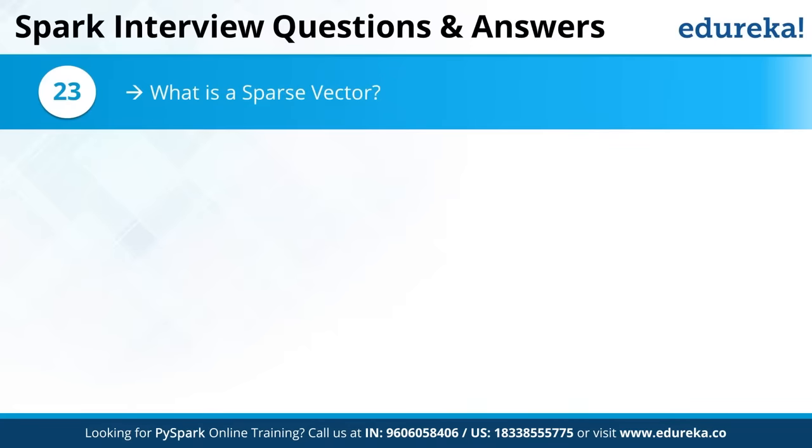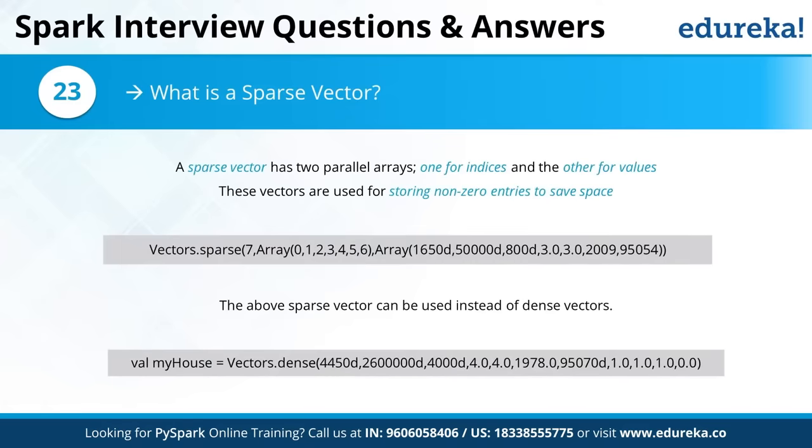And what is a sparse vector? Just a few minutes back, I was answering a question like, what is a vector? Vector is nothing but representing the data in multidimensional form. A vector can be a multidimensional vector as well. Assume I'm going to represent a point in space. I need three dimensions, x, y, and z. So the vector will have three dimensions.